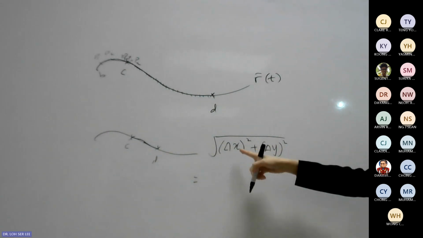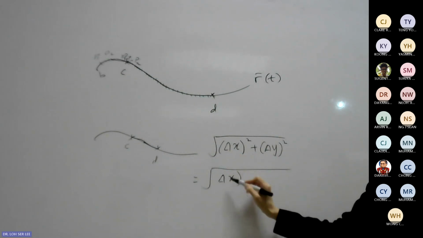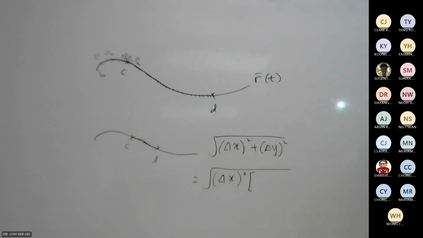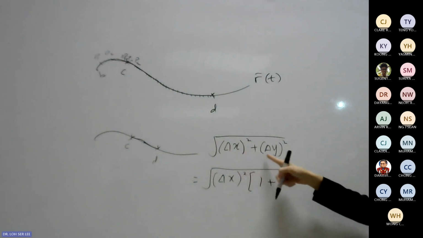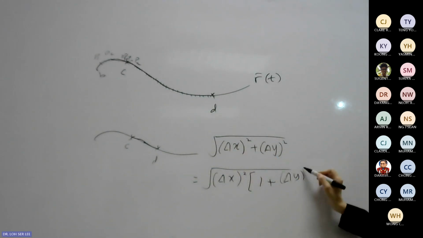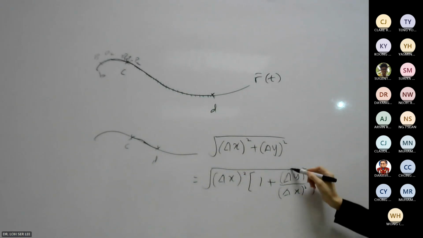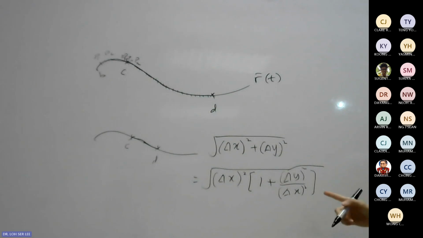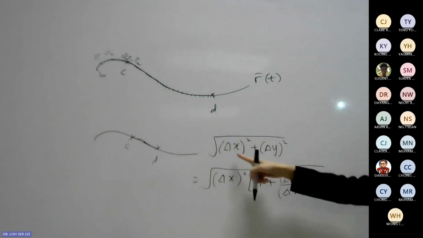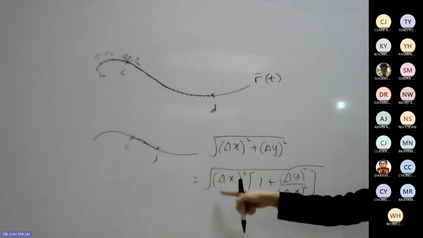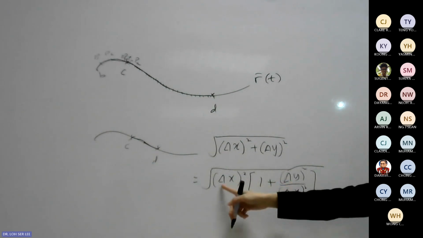Now we factorize the delta x squared. What we have is 1 plus delta y squared over delta x squared. You see, when you multiply this one times 1, you get this. This one times this, you cancel out the delta x squared, and you get delta y squared. So you factorize this one.